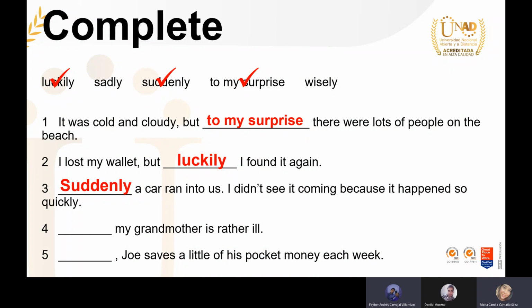Sadly, my grandmother is rather ill. Yeah, this is correct. And the last one, obviously, is wisely. Joe saves a little of his pocket money each week.